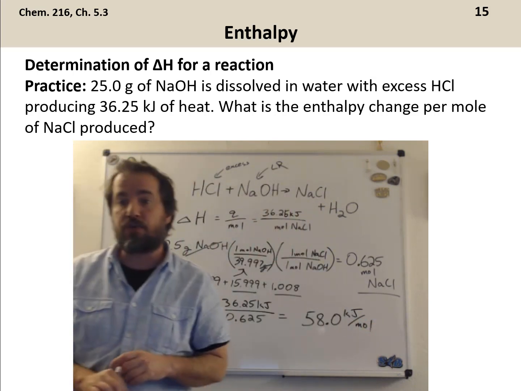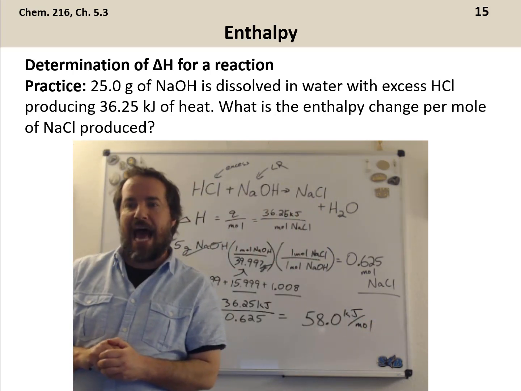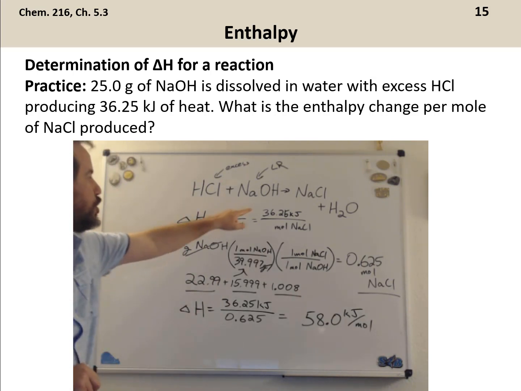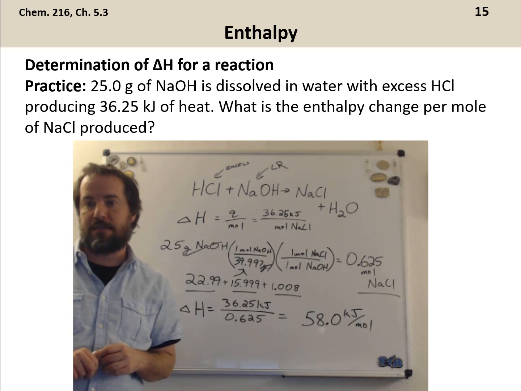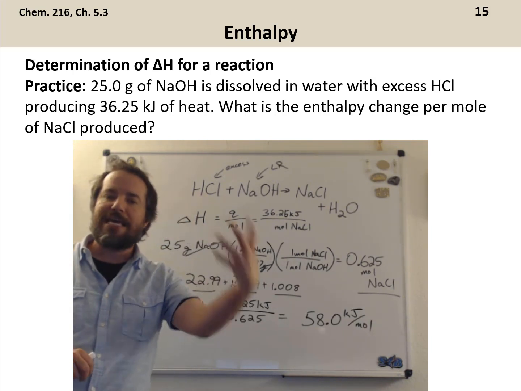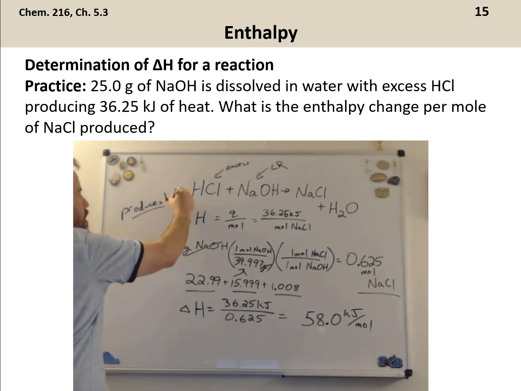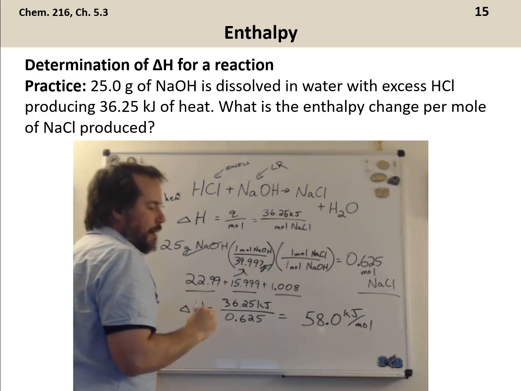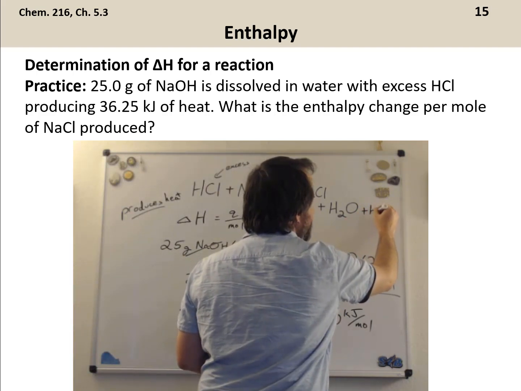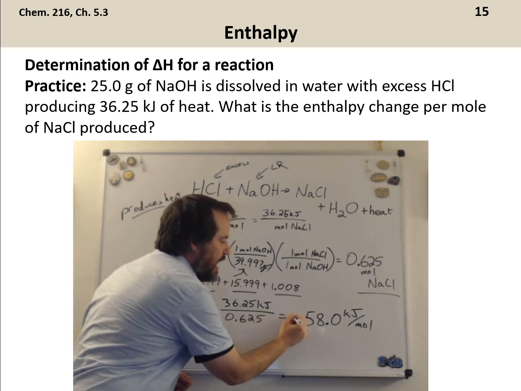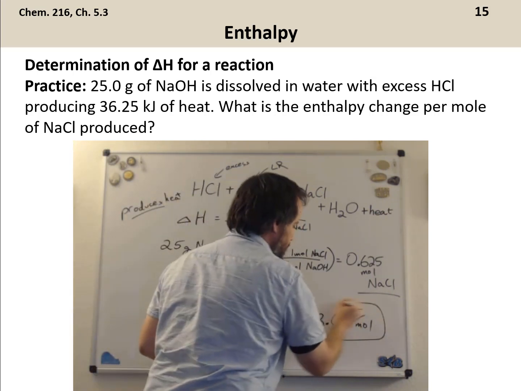And there's one last trick, and that is that, notice that it says it produces heat. Right? Producing heat means that up here, heat is a product. And so that means that my delta H here is negative.